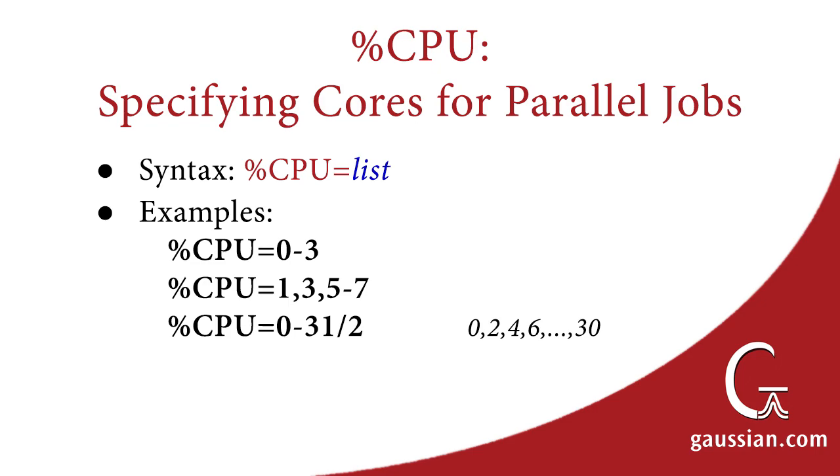The more recent %cpu Link0 command allows you to specify the specific cores on which to run the Gaussian calculation, rather than just the total number of cores to use. It takes a comma-separated list of core numbers and/or core number ranges. The third example illustrates the use of an offset suffix having the form /n, which says to take every nth core from the preceding list. So 0 to 31/2 takes every second core from the range from 0 to 31, meaning cores 0, 2, 4, 6, and so on.